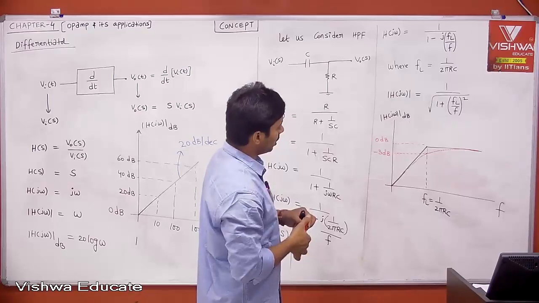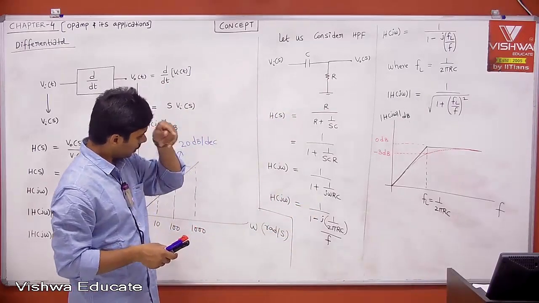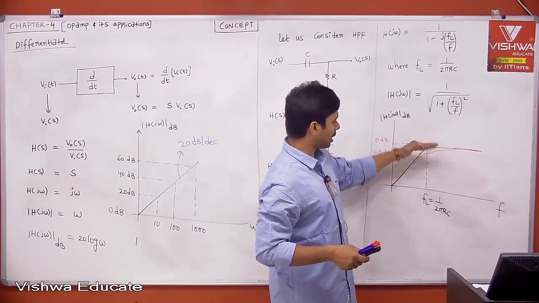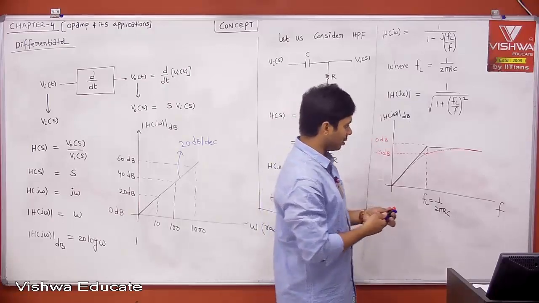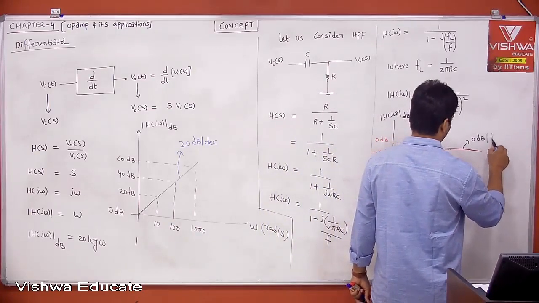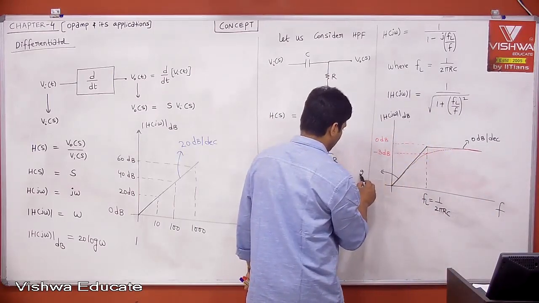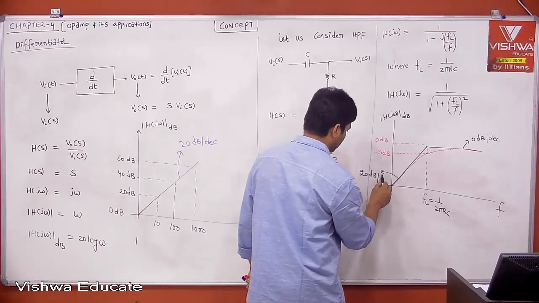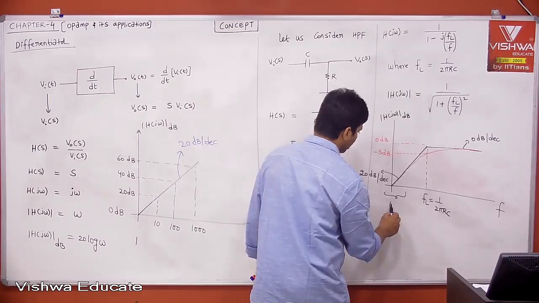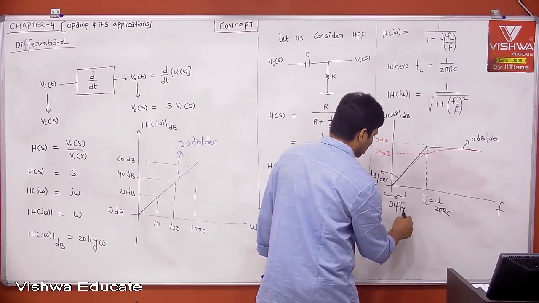Where do you have a slope of 20 dB per decade? That is our high pass filter. The actual frequency response is the red one, but according to the Bode plot, 20 dB per decade and then 0 dB per decade. This is the portion where you have 0 dB per decade, and this is the portion where you have plus 20 dB per decade. Therefore you can use this frequency range as a differentiator.